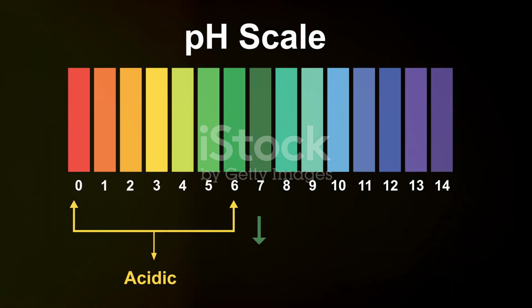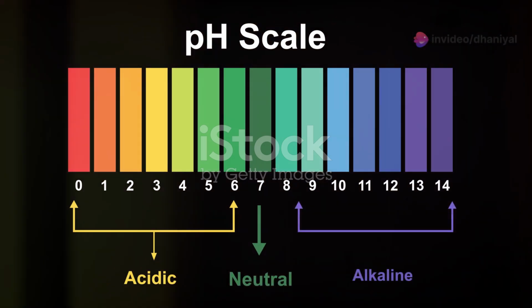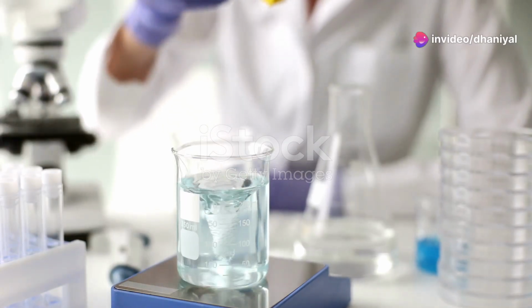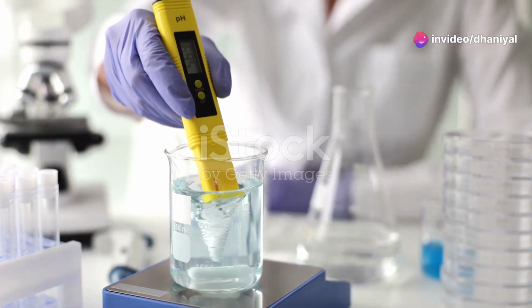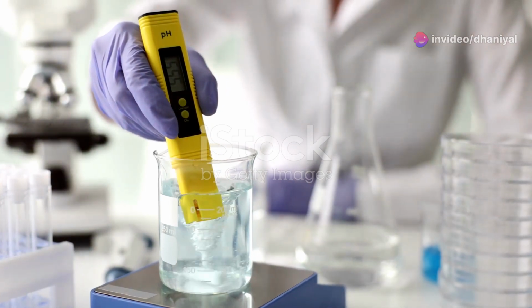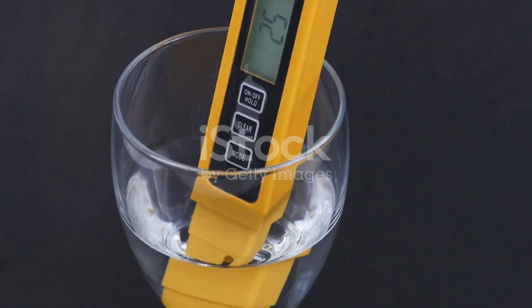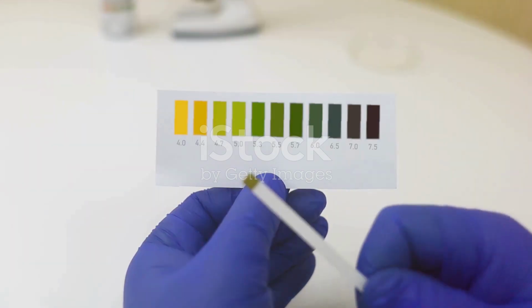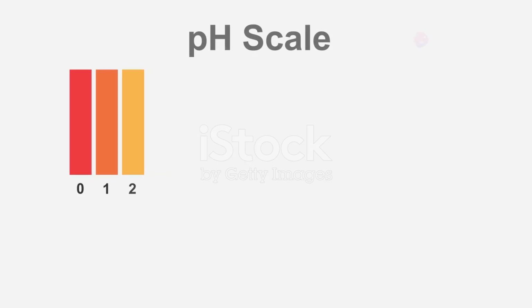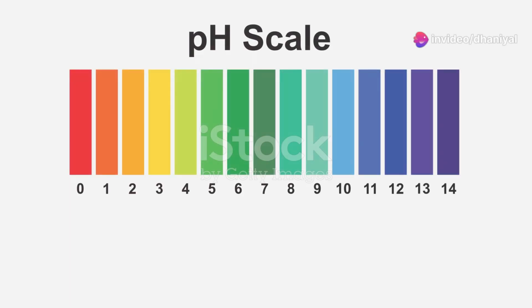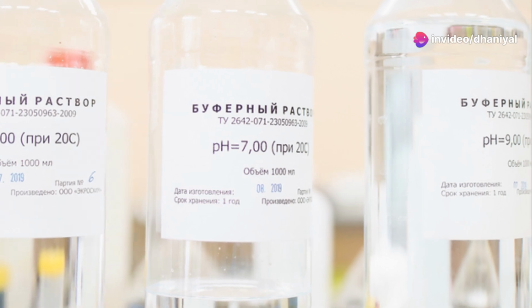Section 5. The pH scale, measuring the power of acids and bases. Now that we've met the major players in the acid-base world, let's talk about how we measure their strength. That's where the pH scale comes in. It's like a rating system for acids and bases. The pH scale ranges from 0 to 14. A pH of 7 is neutral, like pure water.